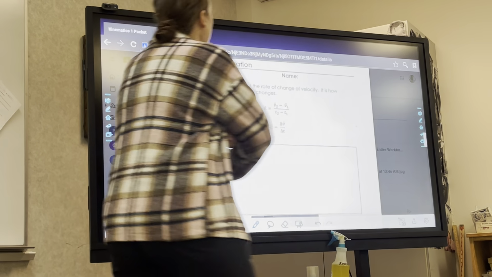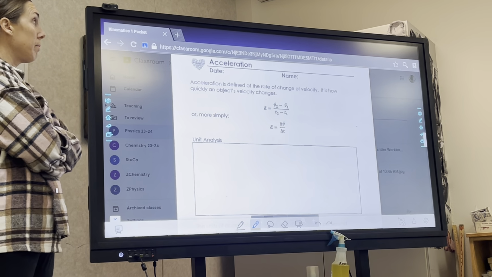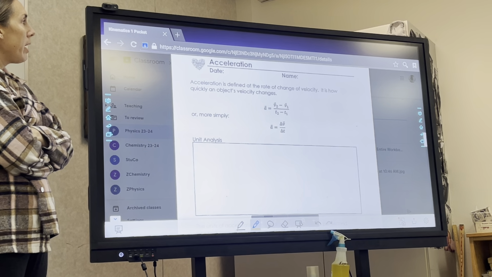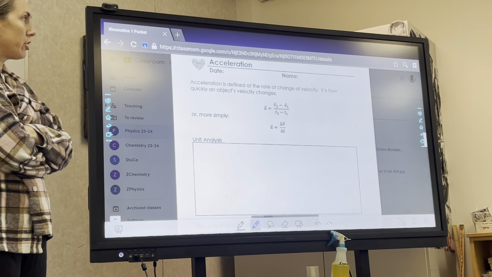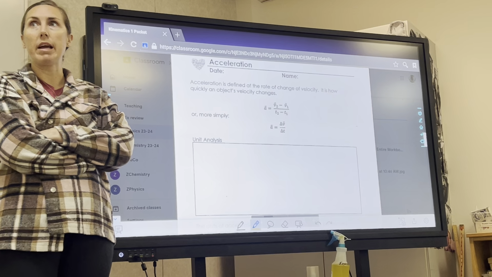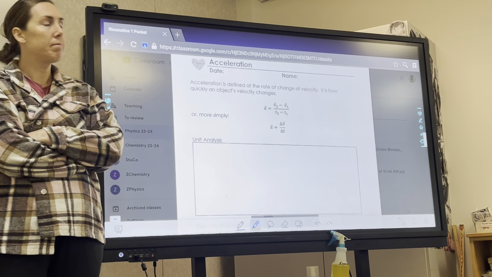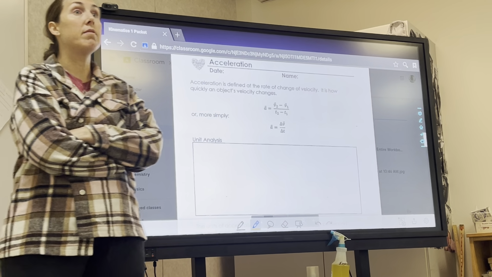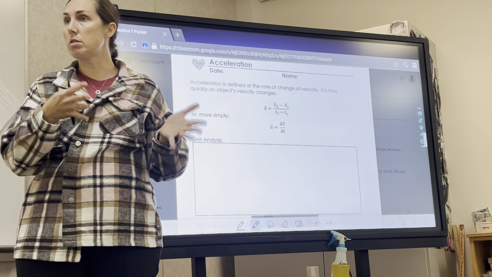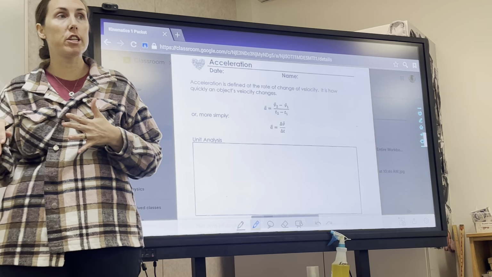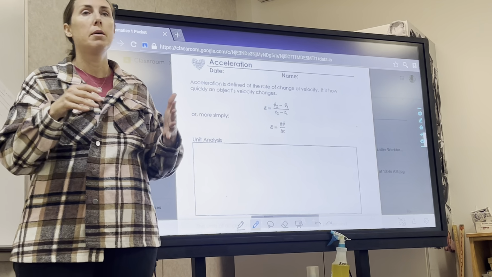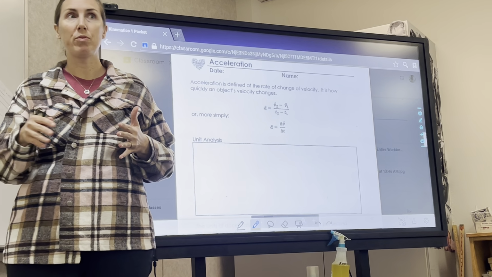Acceleration is defined as the rate of change of velocity. It is how quickly an object's velocity changes. So it's a rate, a rate of change of velocity. Now remember, speed and velocity are pretty much the same thing. One's the scalar version, one's the vector version. They're both measured in meters per second, right?